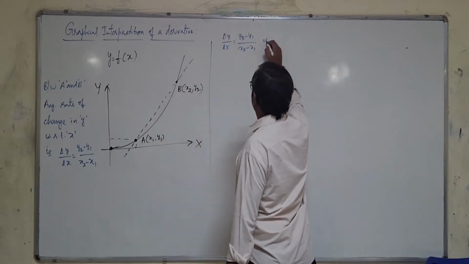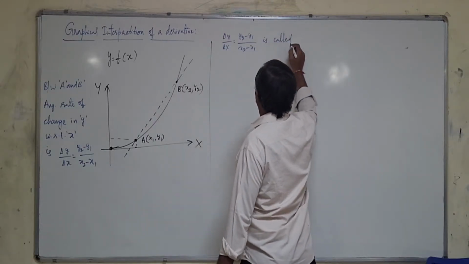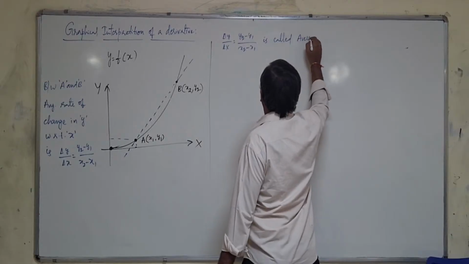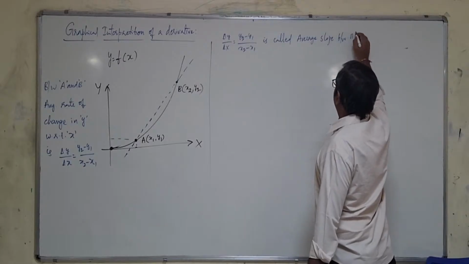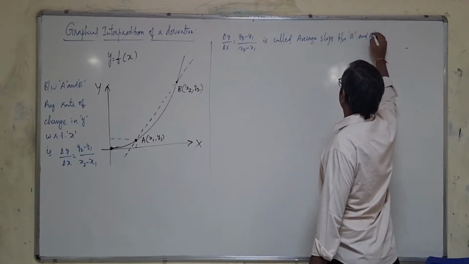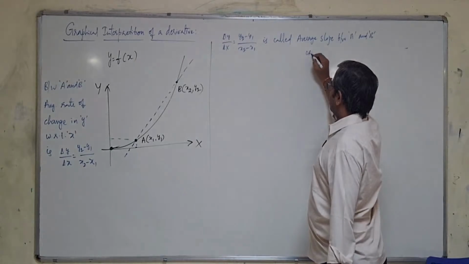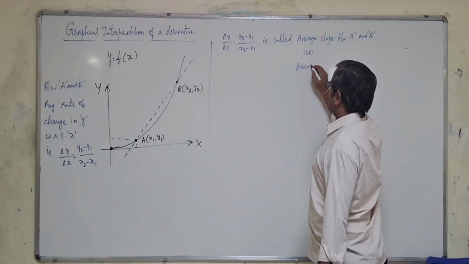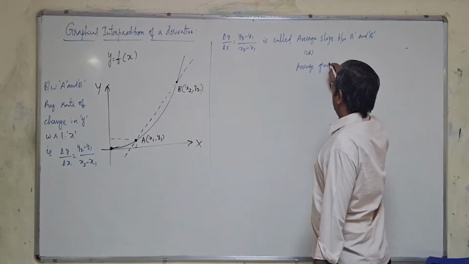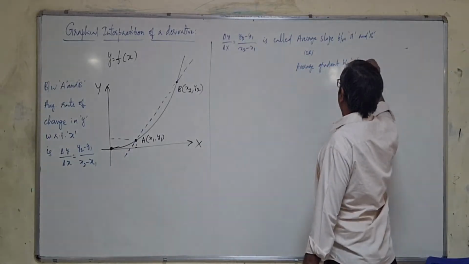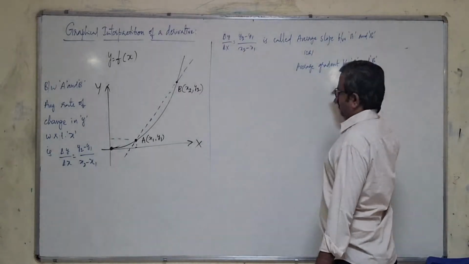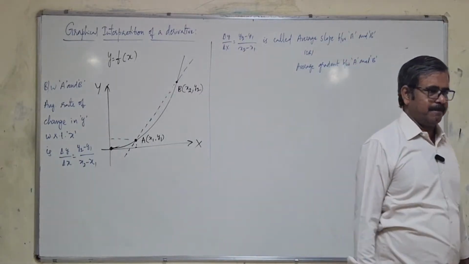Here, delta y by delta x in the case of a graph is also called the average slope between points A and B, or it is also called the average gradient between points A and B. You can call it slope or gradient.